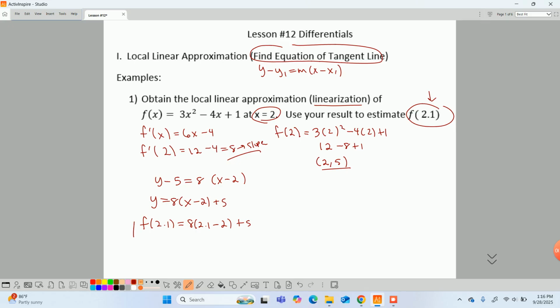Now, we can leave our answer like this. We're going to see this a lot in FRQs, and this is how we're able to leave our answer, because remember, we don't really have to simplify this. Okay, so this is the answer for the estimate at 2.1, and to obtain the local linearization, we could leave the answer like this. That's really just the equation of the tangent line.